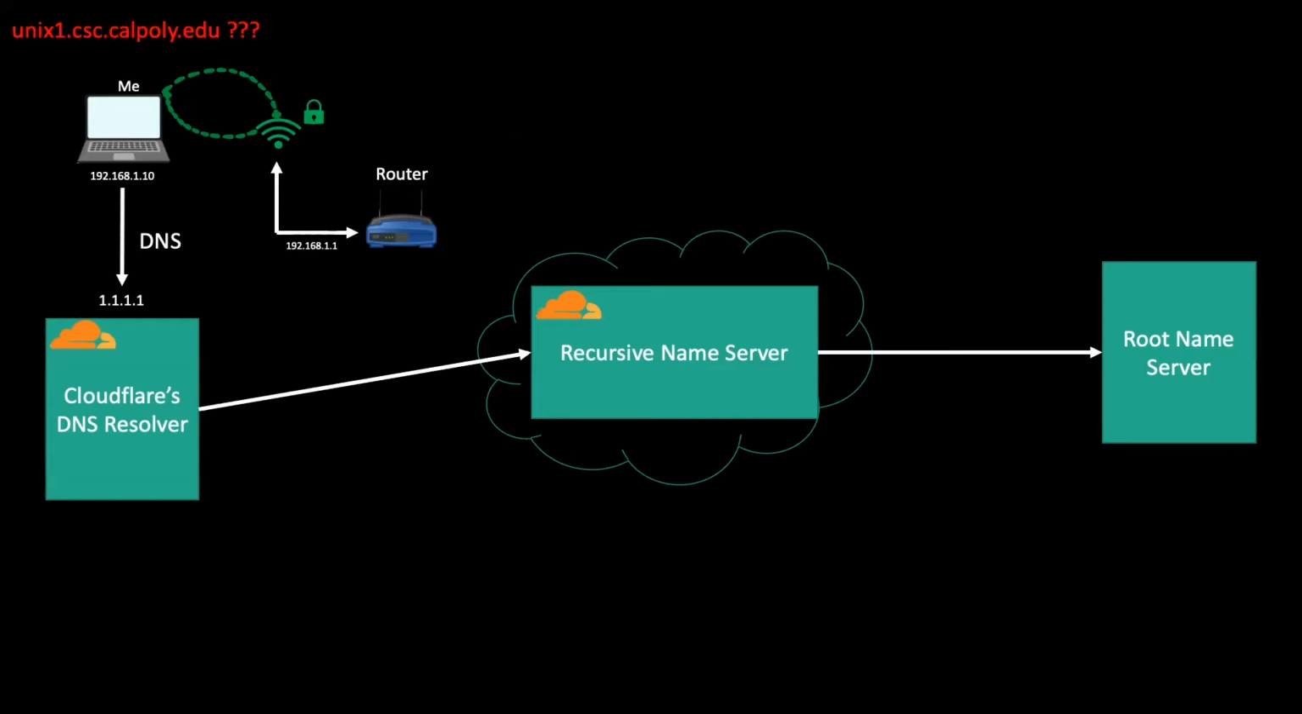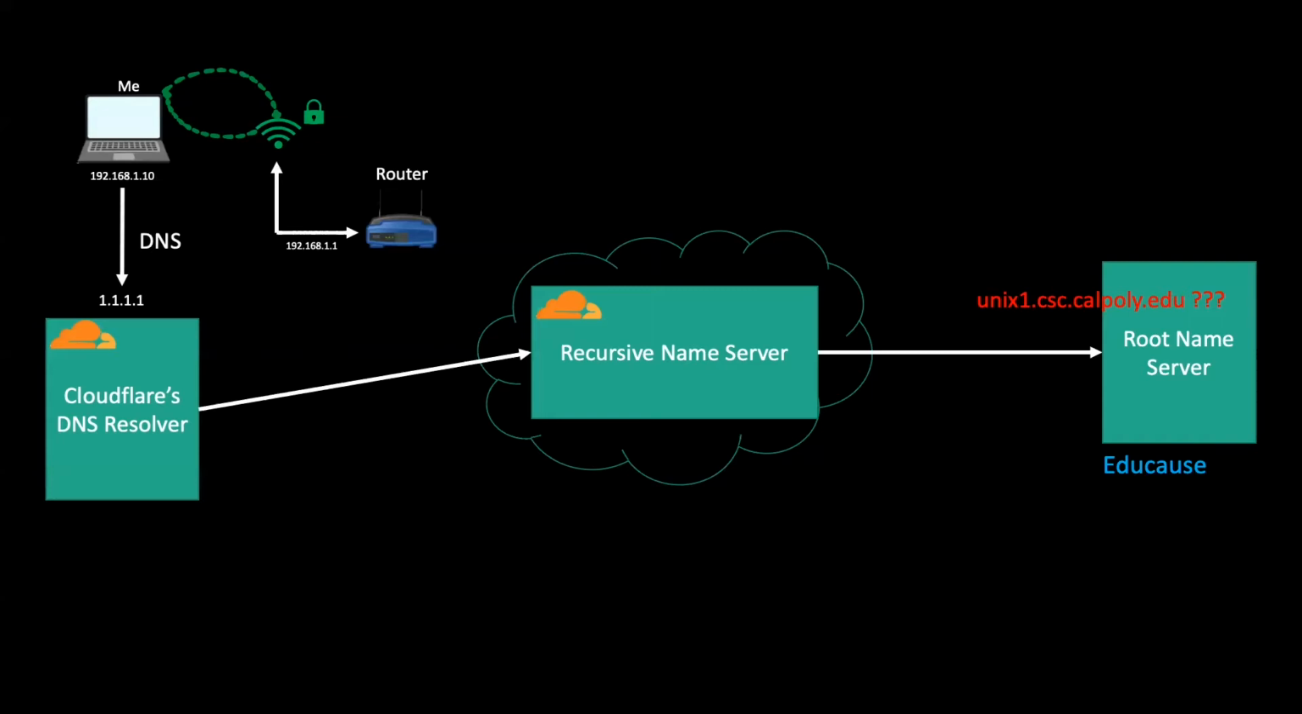But for manually set domain name servers, we'll send this to Cloudflare. And then Cloudflare will get that. It'll create a unique entry correlating our machine to this domain name query, and then send it to its recursive resolver for even more information. So that hits the recursive name server, and then the recursive name server will send that to its root name server, asking, does anyone know where unix1.csc.calpoly.edu is at? And the root name server does know.